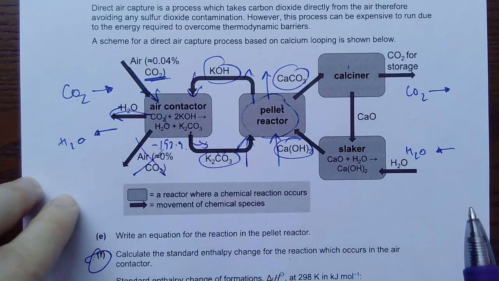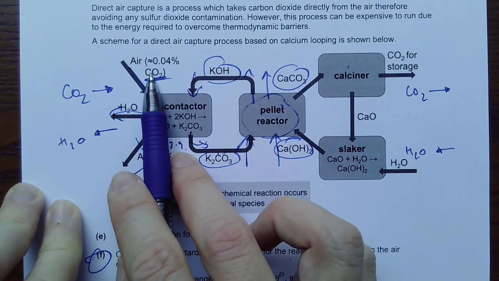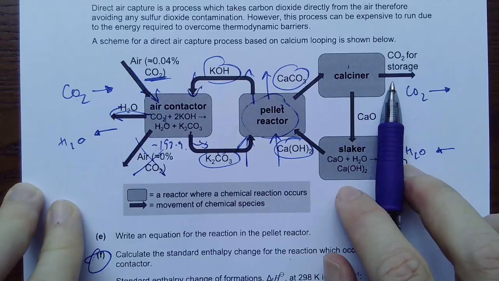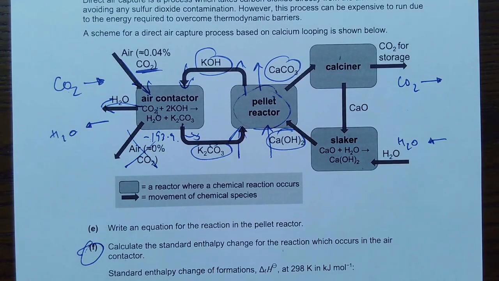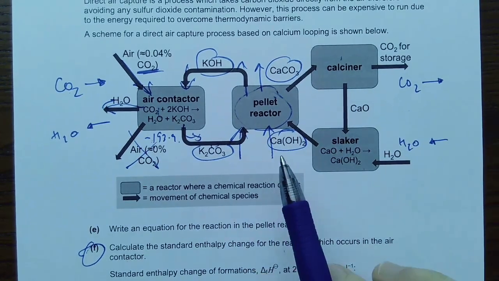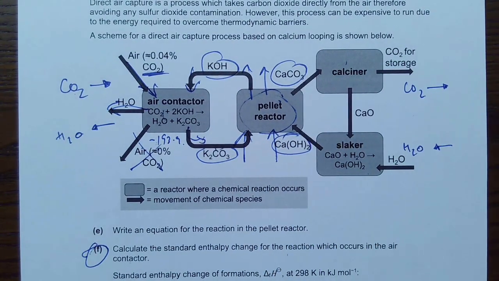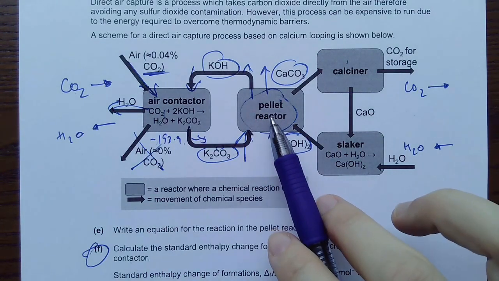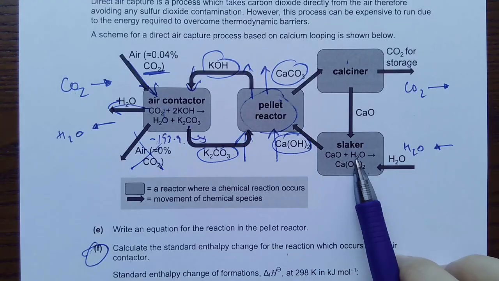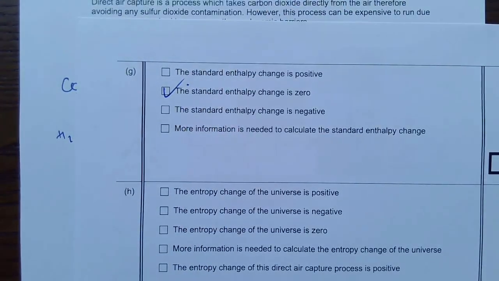The entire point is that the only change that's happening is that the CO2 that's coming in here is CO2 in air, and the CO2 that's coming out here is CO2 for storage. But because of the first law of thermodynamics, which underpins all of Hess's law, because there's no overall change in the reactants and the products, there's no overall energy change. So if you were to work out the enthalpy change here, here, and here, and add them all up, it would all come to 0. So the standard enthalpy change is 0.